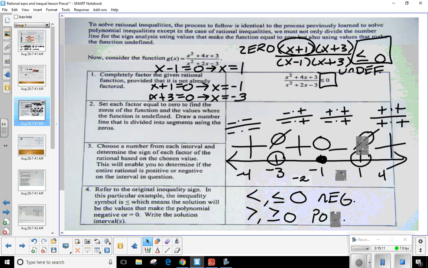What's it want? Less than or greater than? It says less than, so I want any interval that's what? Negative. Okay. Well, how many negative intervals did we end up with? Yeah, just the one. Only right here.